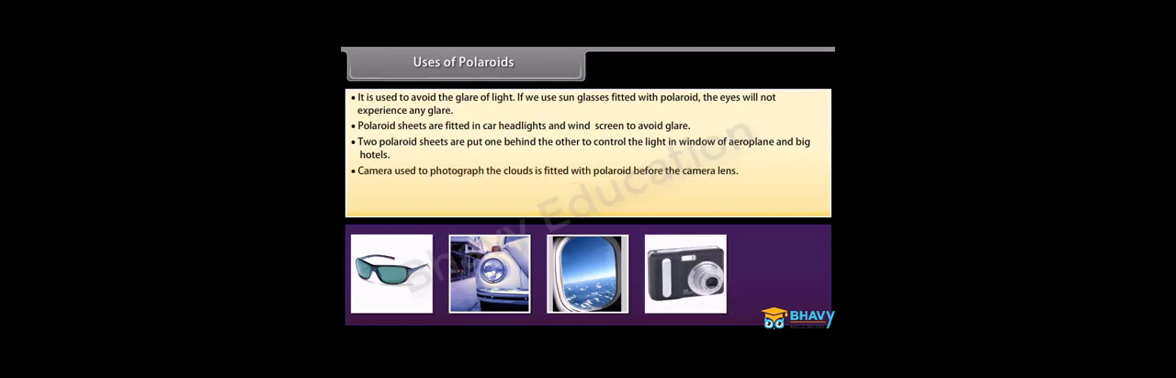Two Polaroid sheets are put one behind the other to control the light in windows of aeroplanes and big hotels. A camera used to photograph the clouds is fitted with Polaroid before the camera lens. Properly designed Polaroid glasses are used to produce and view a three-dimensional image. They are also used for studying optical properties of metals.